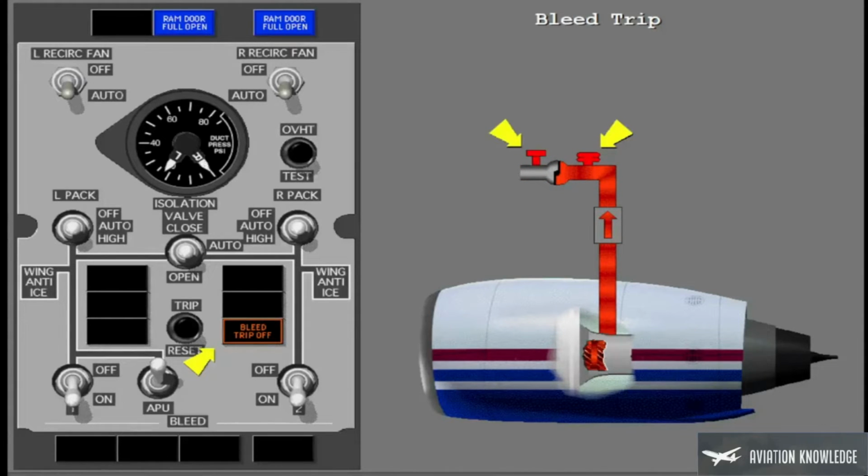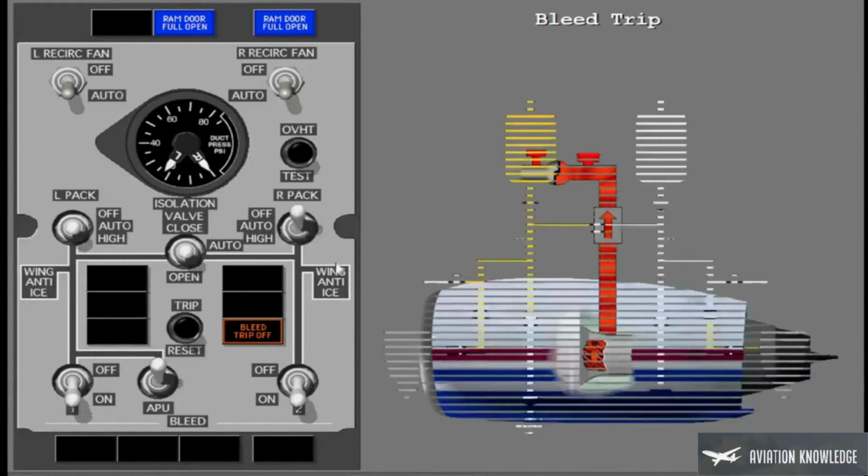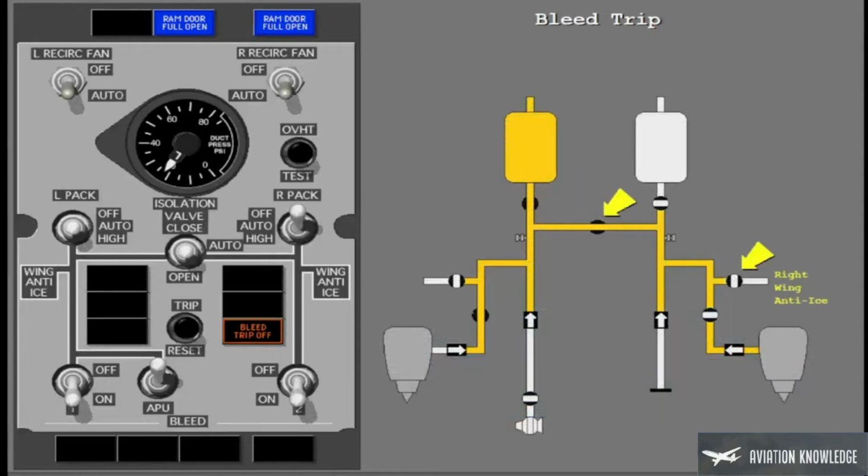If the temperature or pressure are still greater than limits, the bleed trip-off light illuminates again and the related bleed air valve closes. If the bleed trip-off light remains illuminated and wing anti-ice is necessary for the flight, turn off the pack on the affected side. In this example, turn off the right pack. When you turn off the pack, the isolation valve opens and the bleed air system supplies air to the right side for wing anti-ice.